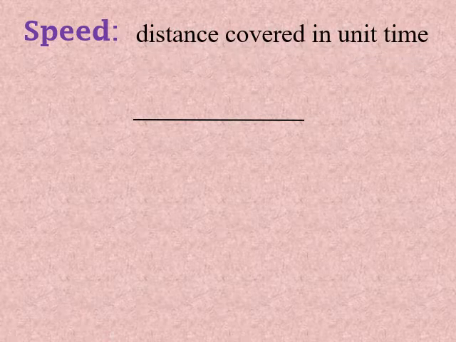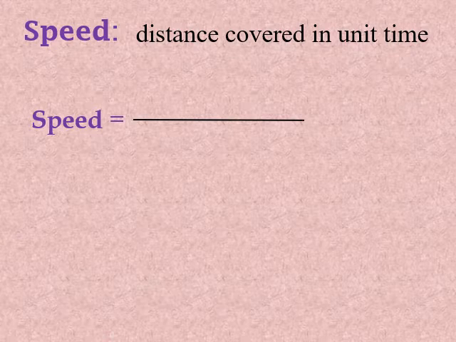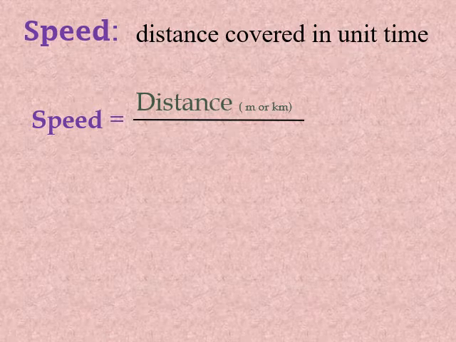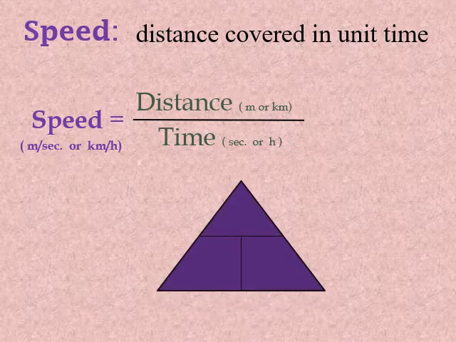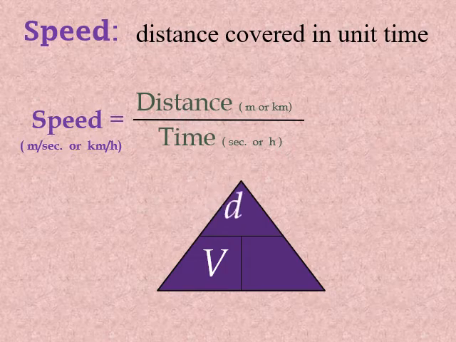Speed. Speed is the distance covered in a unit time. So the speed rule will be: speed equals distance in meters or kilometers divided by time in seconds or hours. So the measuring unit of speed will be meter per second or kilometers per hour. And the rule will be speed, velocity V, equals distance D divided by time.